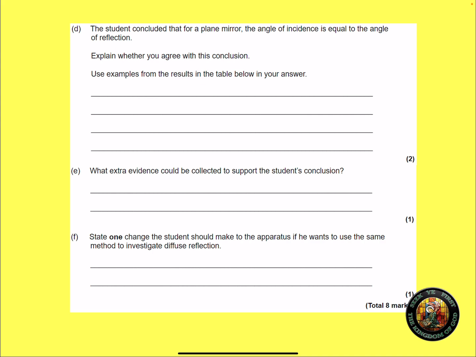D, the student concluded that for a plane mirror, the angle of incidence is equal to the angle of reflection. Explain whether you agree with this conclusion. 2 marks. Use examples. You must use some data to get both 2 marks. E, what extra evidence could be collected to support the student's conclusion for 1 mark? And the final one, state one change the student should make to the apparatus if he wants to use the same method to investigate diffuse reflection. Pause the video here and have a go at these 3.